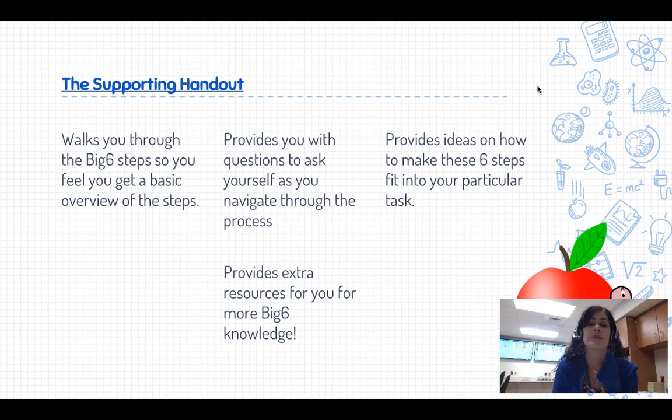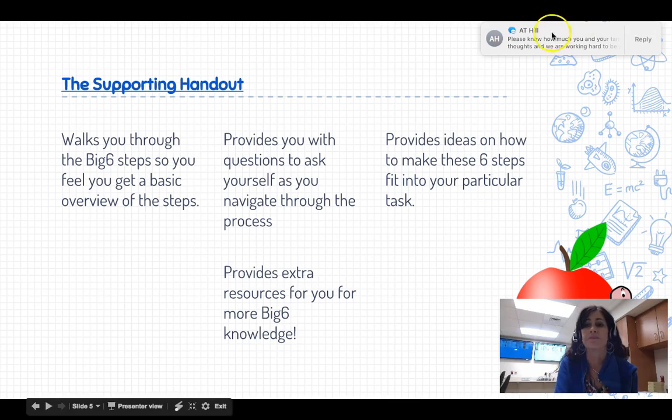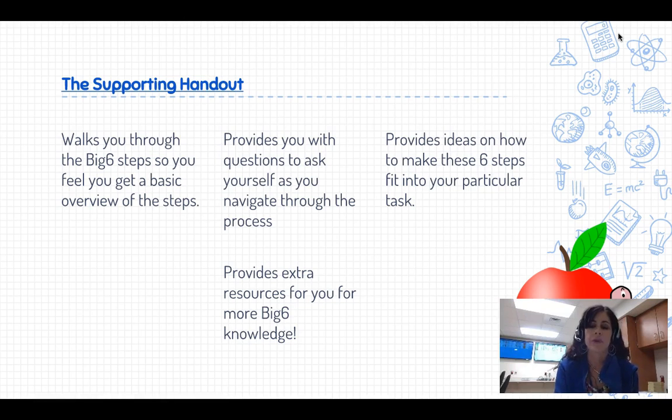Now, the handout that I gave you was designed to walk you through the Big 6 steps so that you get a basic overview. It also gave you a couple of guiding questions, because sometimes questions really help as you navigate through the process. It also gave you ideas on how to make the 6 steps fit into your particular task. So, as for this particular research project, you were talking about animal habitats. So this was able to help you locate the information you needed, but also how you are going to take these Big 6 steps and fit them in. And finally, it gave you some extra resources, some extra videos, some extra websites that'll help you get more information about the Big 6 as you go through different kinds of activities.